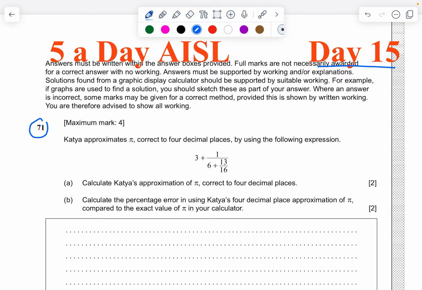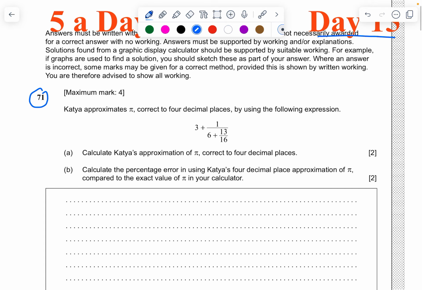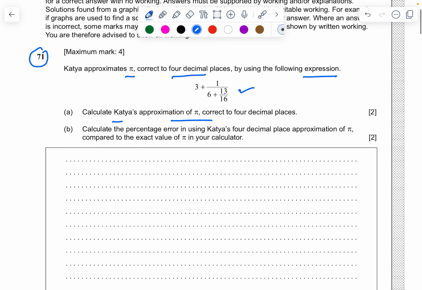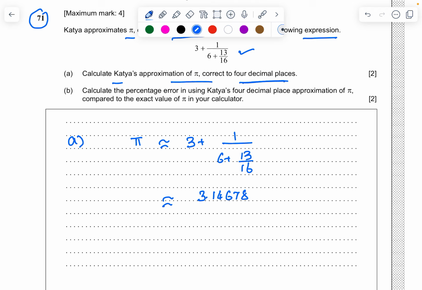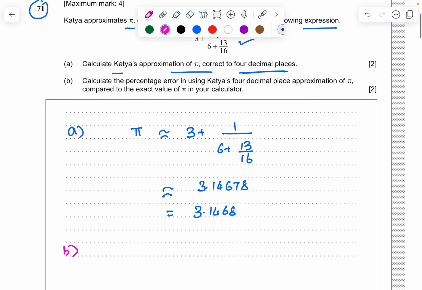So starting from question number 71. Katya approximates pi correct to 4 decimal places by using the following expression. Calculate Katya's approximation of pi. So for this, what am I going to do? Just plug this value in the calculator. You need to use the value in the calculator and get that answer. It should be approximately equal to 3.14678, but I want it to 4 decimal places. Read the question carefully. So 3.1468.